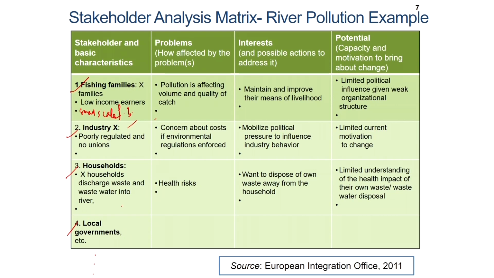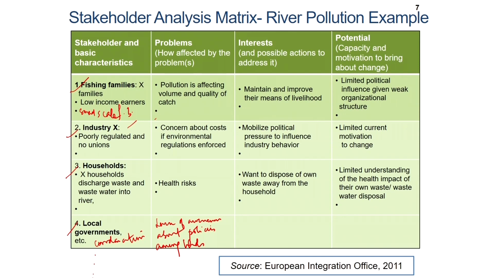Households discharging waste and wastewater into the river. So, what are the health risks? Local governments, you can think of, let us say, the problems of coordination in the hierarchy, and the problems that the lack of coordination gives rise to, say, lack of awareness about policies among households due to a lack of coordination in the hierarchy of the local governments.